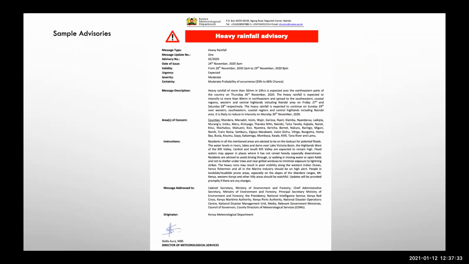The last advisory that we issued was in November last year. And we expected rainfall over several parts of the country, especially the southern and the western parts of the country, and parts of the coastal region. So most of these advisories again are informed, especially by the EFI and other products.